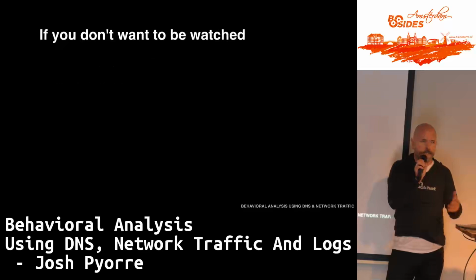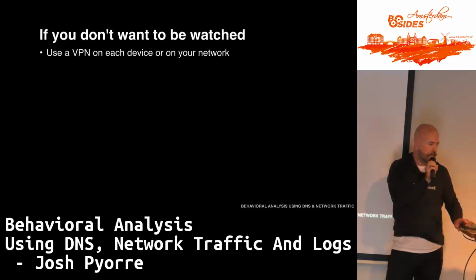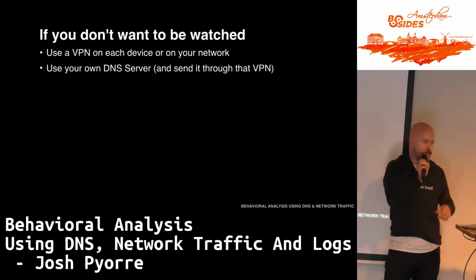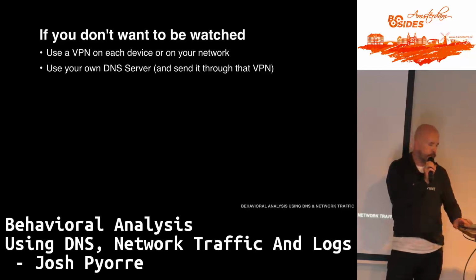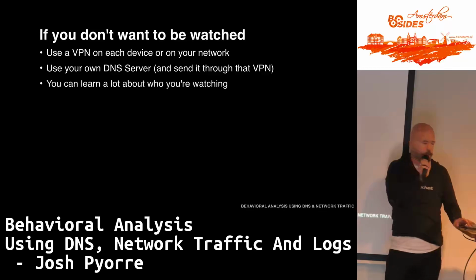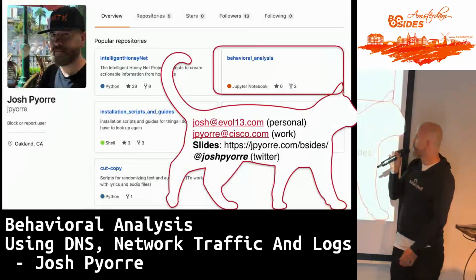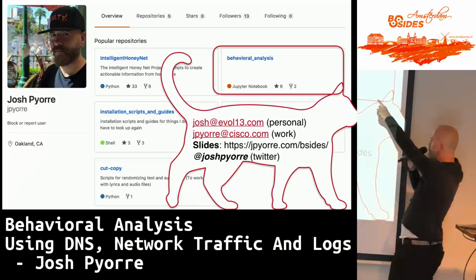If you don't want to be watched, just a disclaimer because I love privacy, use a VPN on your network. In the U.S. they have a thing now where the ISPs can watch our data and sell it to advertisers. So if you don't want to be watched, use your own DNS server and send it through that VPN, and you can learn a lot about who you're watching. But here's the GitHub up here.